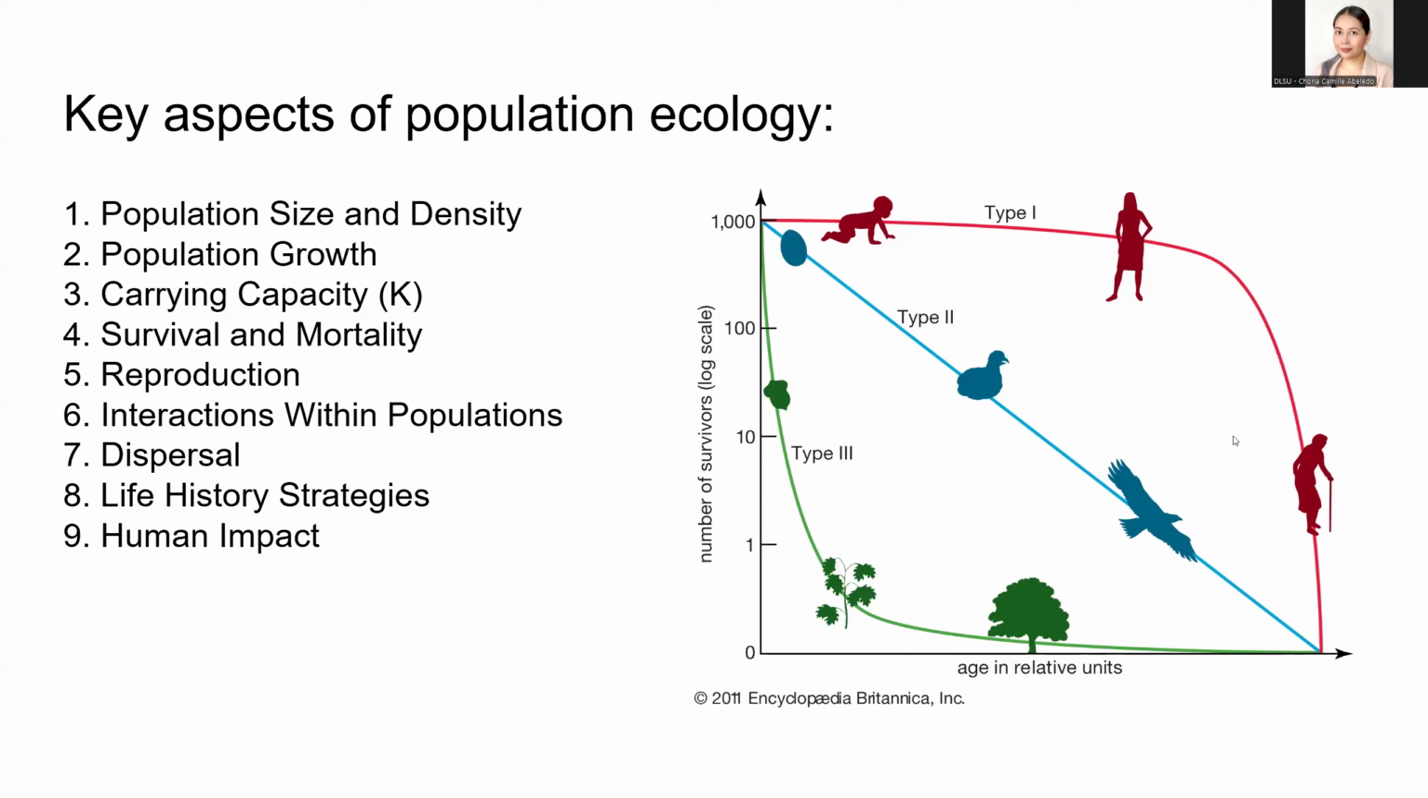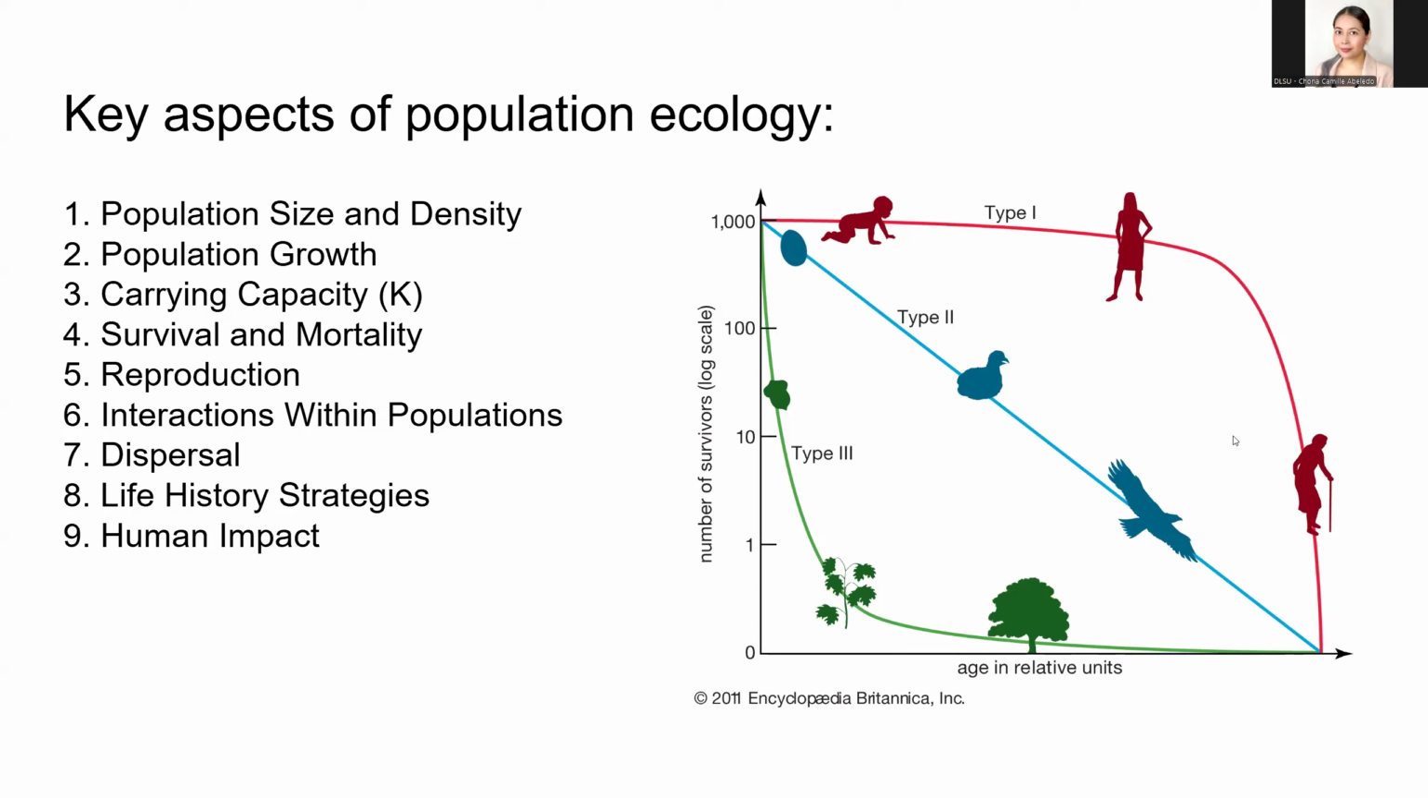So when it comes to survival and mortality, in population ecology, we study the survival rates of individuals within a population. So again, population pa rin ang fundamental unit natin. But this time, we look at different life stages. We look at different age classes. So we look at different factors in the environment, such as predation, disease, and competition, how these can affect the survival rates of different organisms.